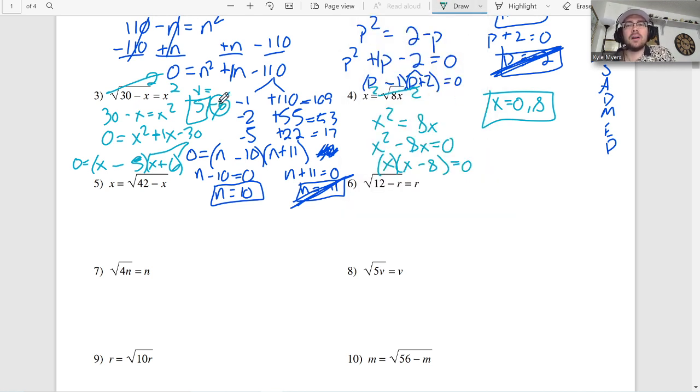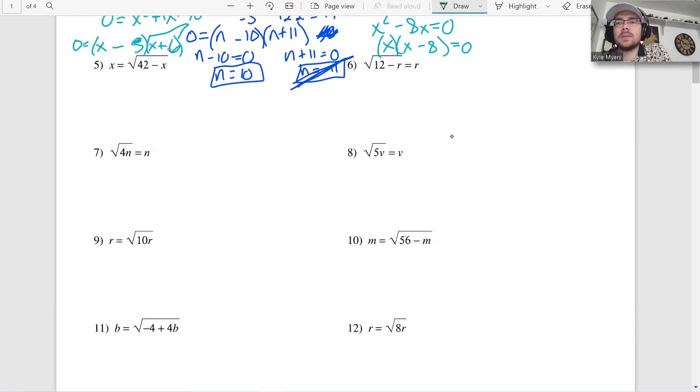All right, we're going to change colors again. And notice as we move on, I'm not going to show as much work. I'm going to start to go a little faster as we go here. So let's square, cancel. X squared equals 42 minus x. We want to move everything to one side.